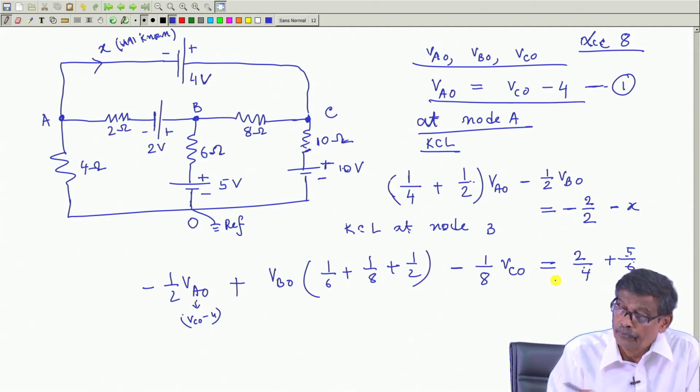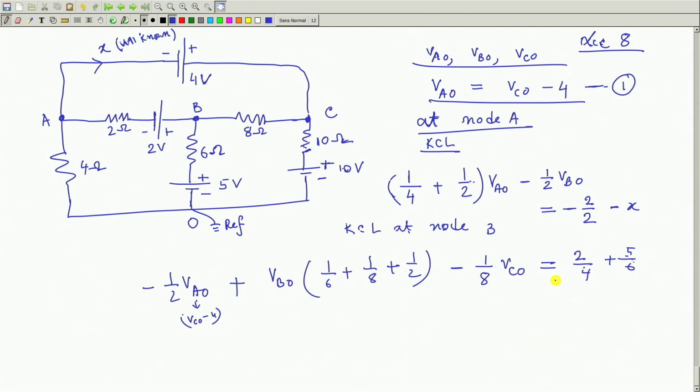So, at node A, B, I have written. Altogether how many unknowns are there? Once again, here there are 4 unknowns: V A 0, V B 0, V C 0 and x. So, I have written this is equation 1, this is equation 2, this is equation 3. Three equations are not enough; another equation I need.